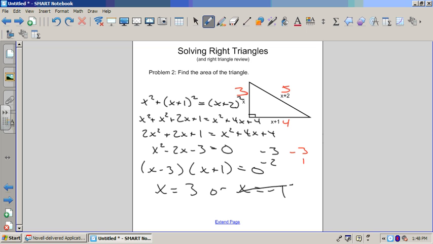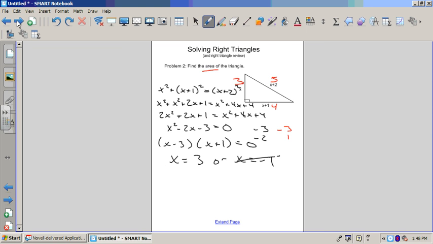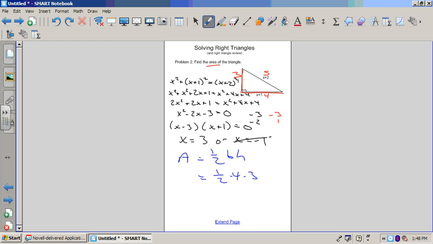But be real careful. It didn't ask me what x is. It says, what is the area of the triangle? Well, to find the area, I have to know the perpendicular. Here's the perpendicular. My base is 4 and my height is 3. The area of the triangle is 1/2 the base times the height, which is 1/2 times 4 times 3. Half of 4 is 2. 2 times 3 is 6. The area is 6 units squared, whatever the units are.